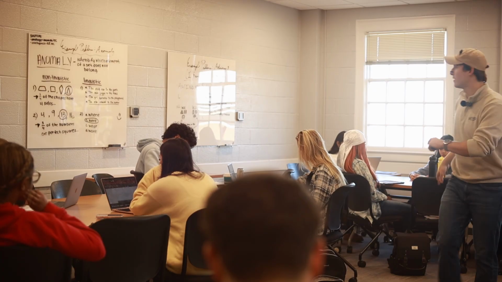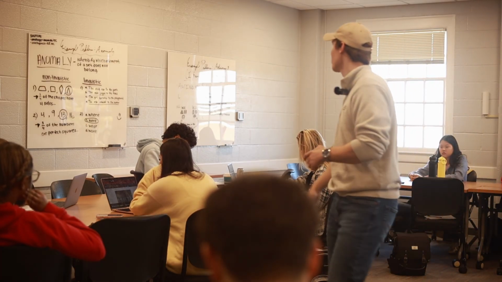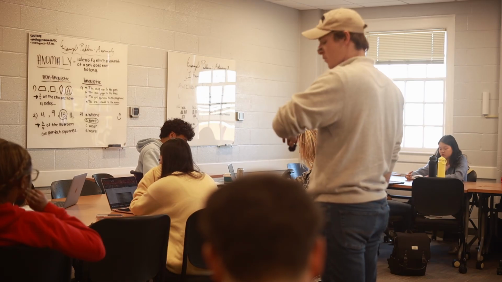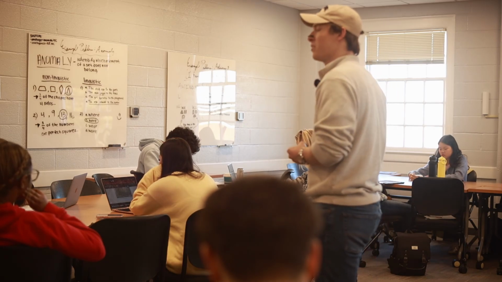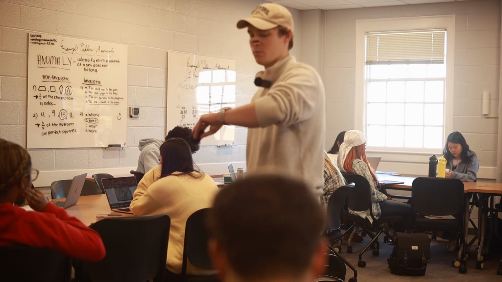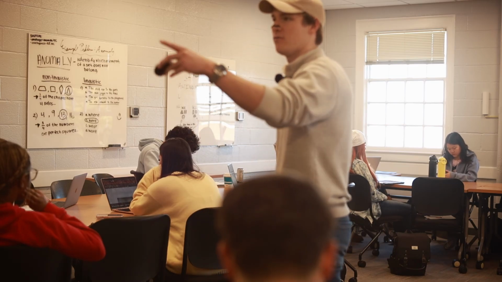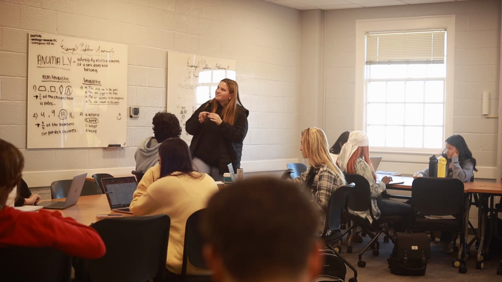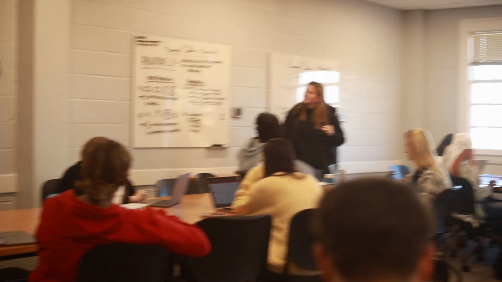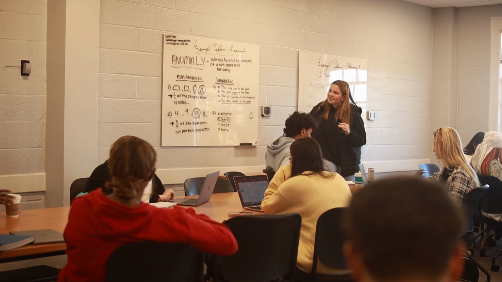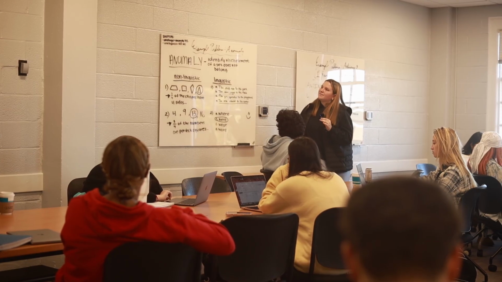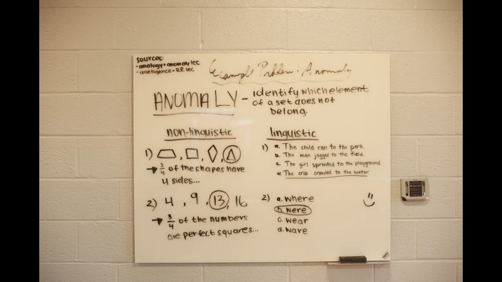Okay, let's do the anomaly group. Let's focus on two of the problems, and then we'll quickly do the analogy group, and then we'll want to spend a little bit more time on the four forms up here. So we did the anomaly example problems, and we started with identifying what anomaly was in relational reasoning. We had that it was to identify which element of a set does not belong within the set.